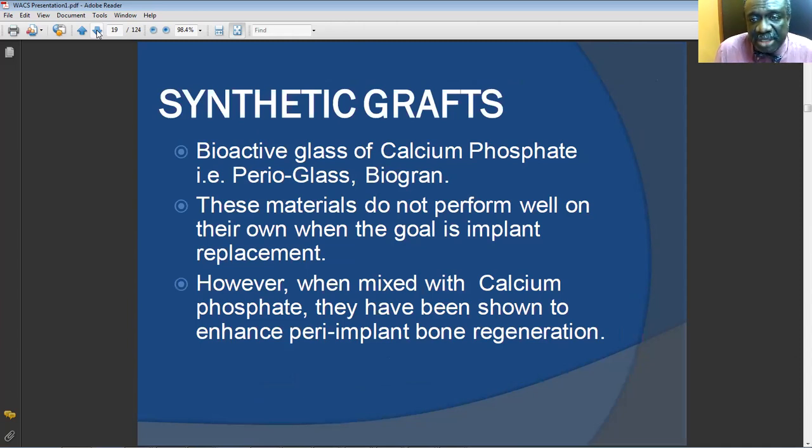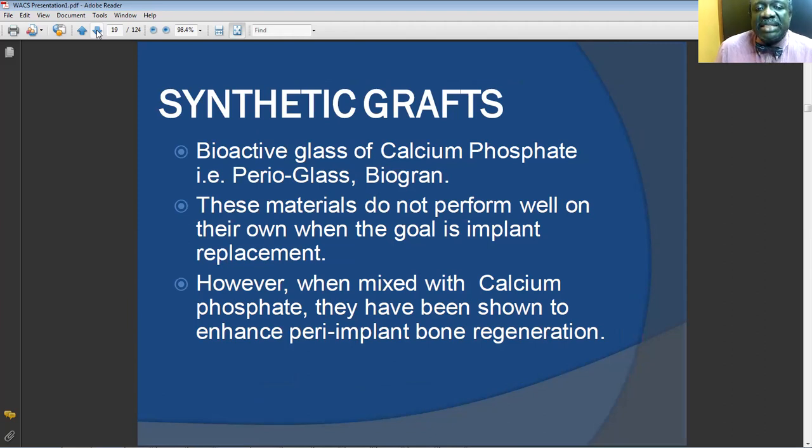Synthetic bone should be mentioned, and they are actually called the artificial alloplast. The xenograft that I mentioned a while ago are called the natural alloplast. So xenografts are natural alloplast, and synthetic bone are artificial alloplast.